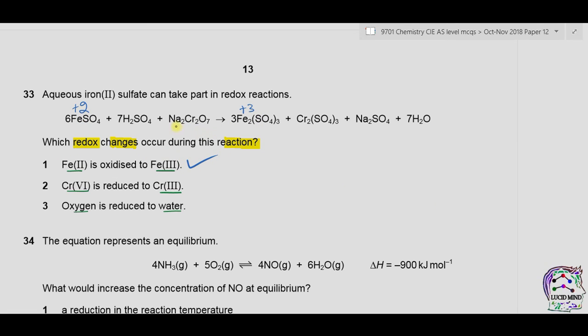Now for the chromium compounds we have Na2Cr2O7 and Cr2(SO4)3. We have 2 sodium, so the combined oxidation state will be +2. We have 2 chromium. For 1 oxygen it is -2, so for 7 it will be -14. Overall charge is 0. So 2 chromium minus 12 equals 0.